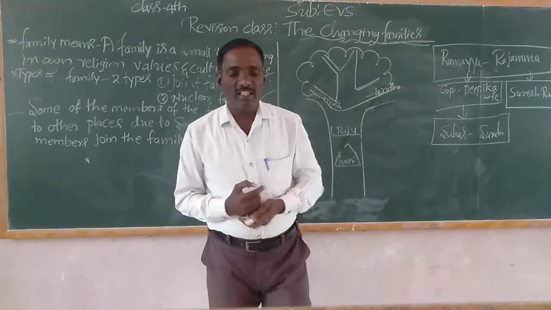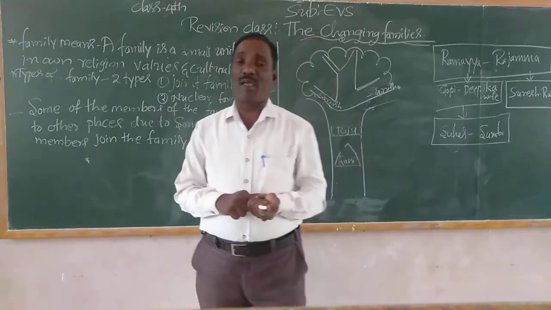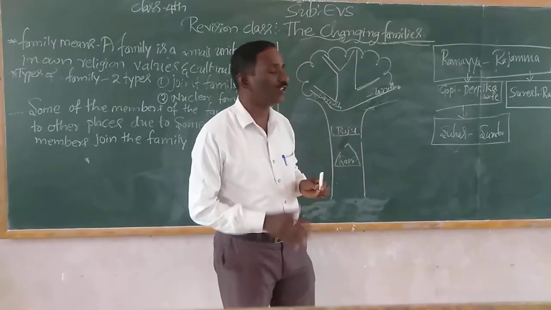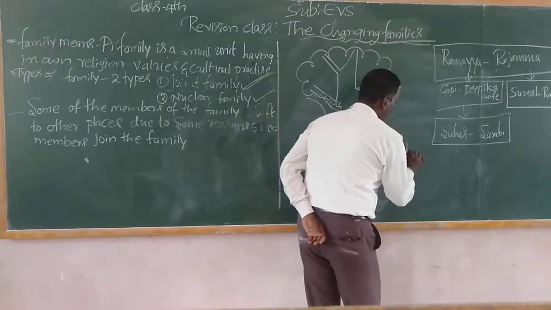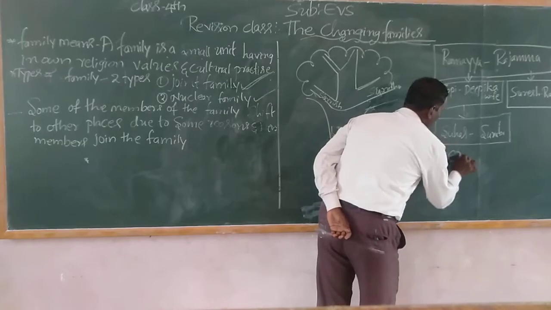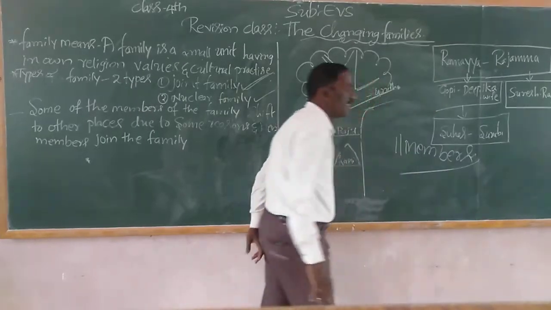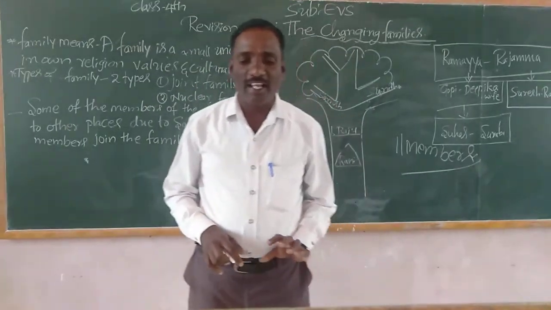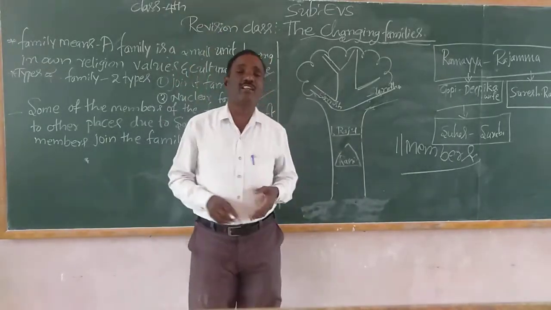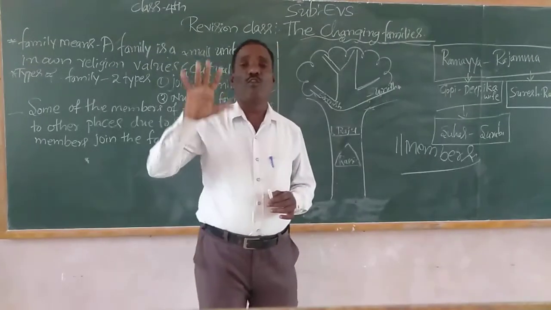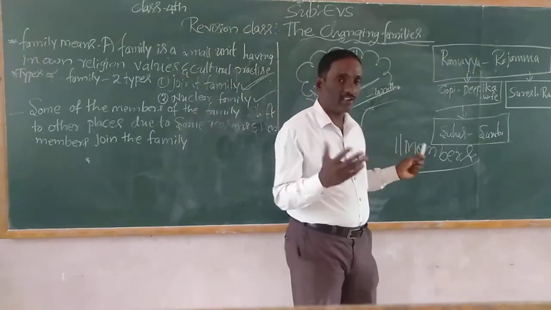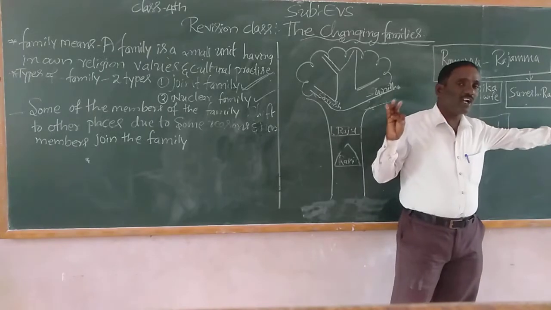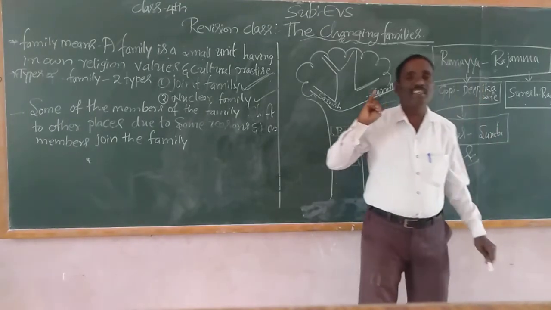How many members are there in Ramayya's family? We already counted. There are 11 members in Ramayya's family. It is a joint family. How many children does Ramayya have? Ramayya has 5 children. Count once again in your textbook: Gopi is 1, Suresha is 2, Ramesha 3, Dilip 4, Pinky is 5.